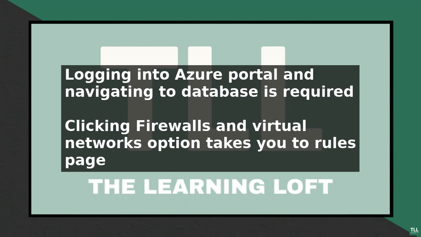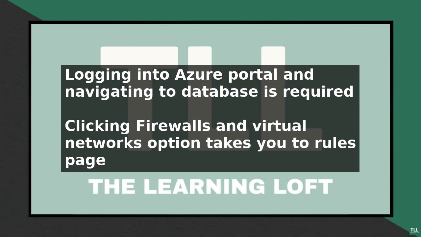To create a new rule, click on the Add Client IP button. This will add your current IP address to the list of allowed IP addresses. You can also add a rule for a specific IP address range by clicking on the Add Rule button and entering the start and end IP addresses.